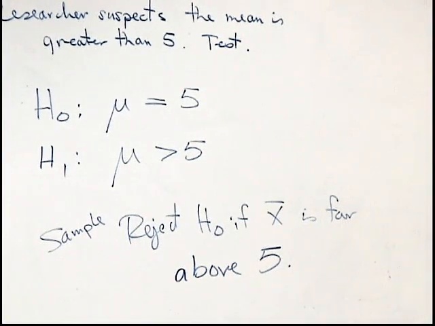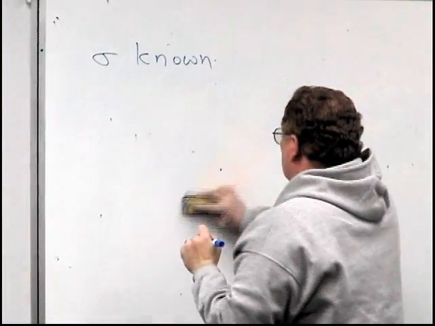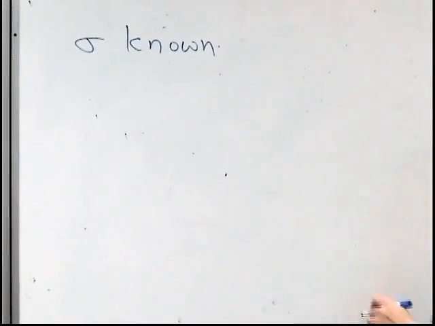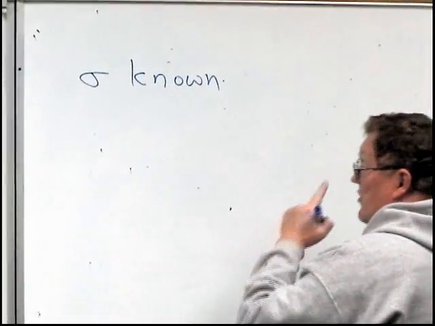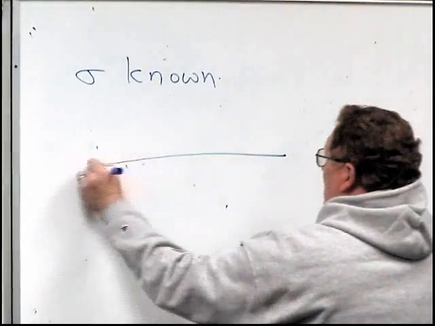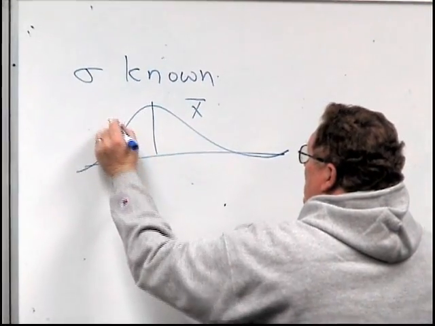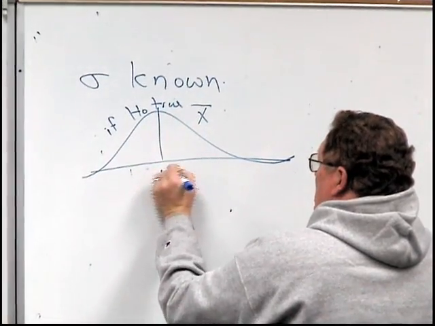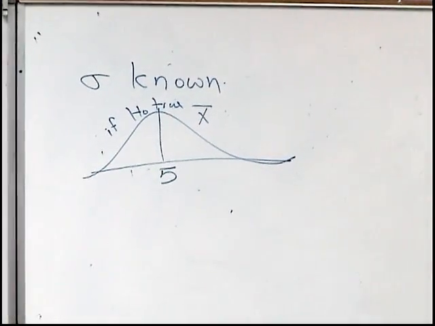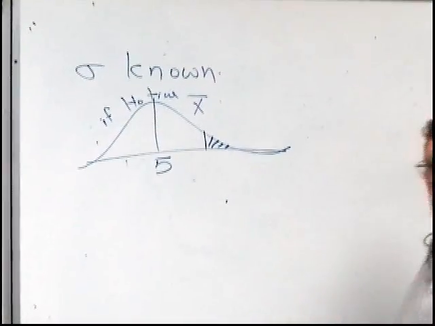So, there are two versions of this problem. This is not the version we actually have here. But if we actually were given a problem where they told us what the standard deviation is, how do we know whether 7 is far above 5? If H0 is true, then the mean of x bar should be 5. And we're going to reject H0, what did we say, if we were far above 5?